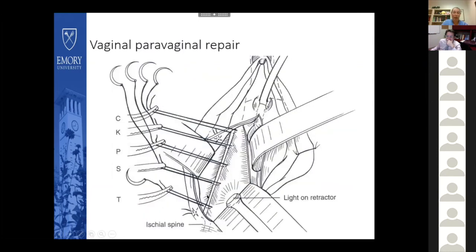So this is just, they put 4, which is impressive. There's usually not room to put 4. And you're trying to go back to the ischial spine if you can. Like I said, that is a landmark that you can palpate.